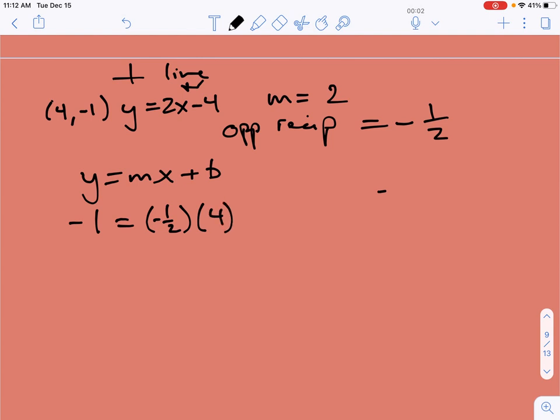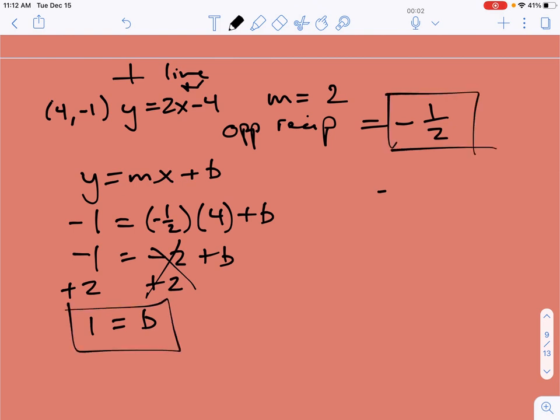All right, and then plus b. All right, so -1, 1/2 times 4 is 2, and then it's negative, so you get -2 plus b. Add 2 to both sides, and you get 1 is equal to b. All right, doing the number part of this quickly so we can understand the concept part. So now I know my new slope, and I know my y-intercept. So my equation is y equals -1/2 x plus 1.